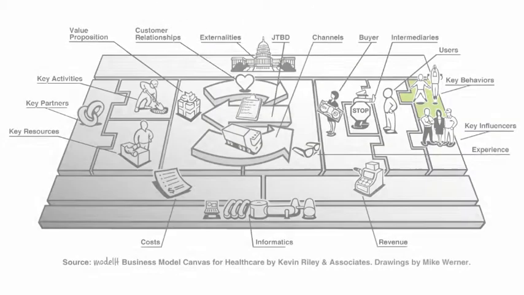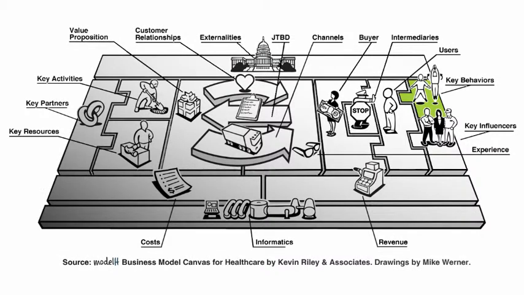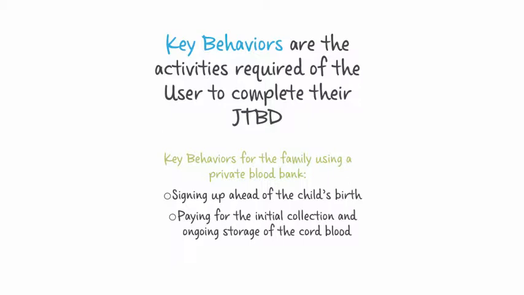Key behaviors are the activities required of the user to complete their job to be done. In our example, the key behaviors for the family using the private blood bank are signing up ahead of the child's birth and paying for the initial collection and ongoing storage of the cord blood.